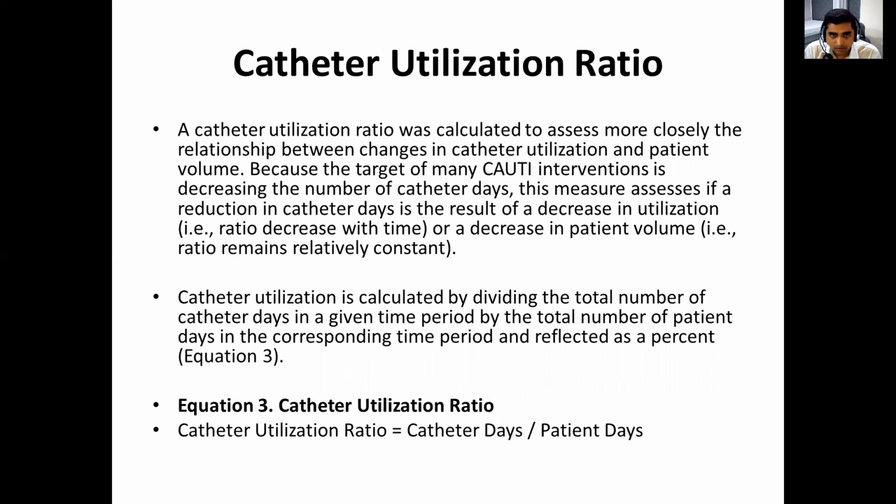Because in many CAUTI interventions, our main target is decreasing the number of catheter days, this measure assesses whether the reduction in catheter days is a result of decreased utilization or decreased patient volume. If catheter days are reduced, we can know with this utilization rate. If the ratio is decreasing, then definitely it is due to a decrease in catheter days, or if the ratio remains constant, then it may be due to a decreasing number of patients, not due to decreased use.